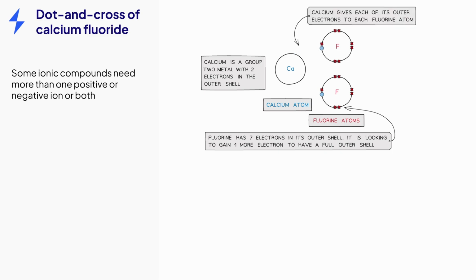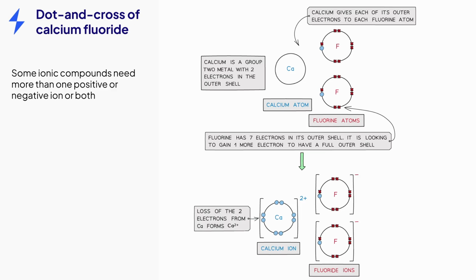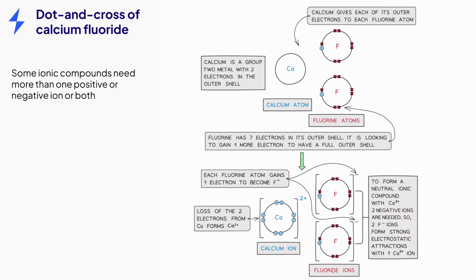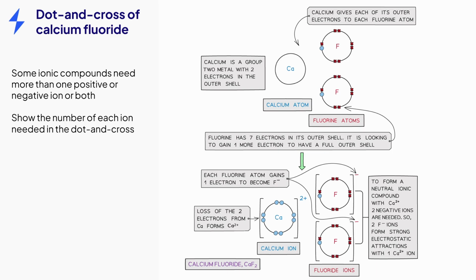This results in the formation of a calcium ion with a 2+ charge, and 2 fluoride ions each with a 1- charge. To form a neutral compound, 2 fluoride ions are needed for each calcium ion. Ionic bonds form between the ions and calcium fluoride forms, which has the formula CaF2. When drawing the dot and cross diagram, ensure you draw the correct number of ions of each element. It is important that the negative and positive charges cancel out, so that the ionic compound has no overall charge.